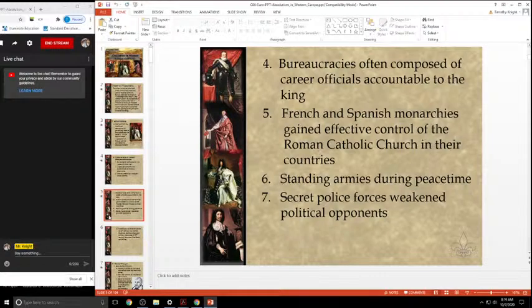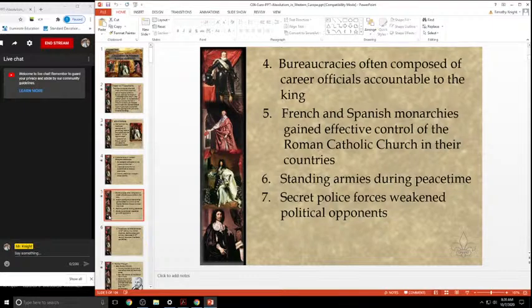Now, it stands to reason, of course, that nobles are not going to be happy with absolutism because, as the king's power grows, the noble's power is weakening comparatively, right? As the king's power becomes more and more absolute, more and more centralized, the nobles have less and less ability to challenge the king's authority.